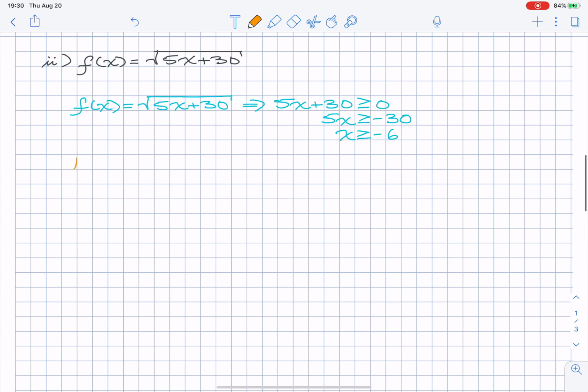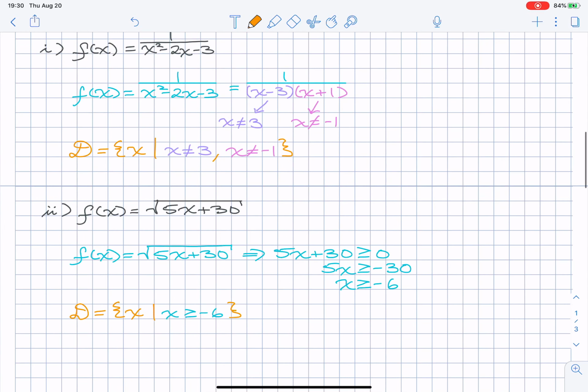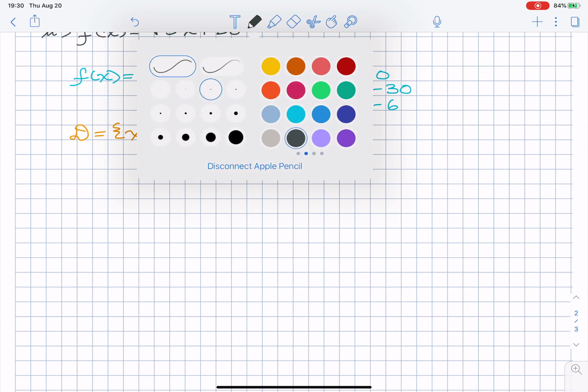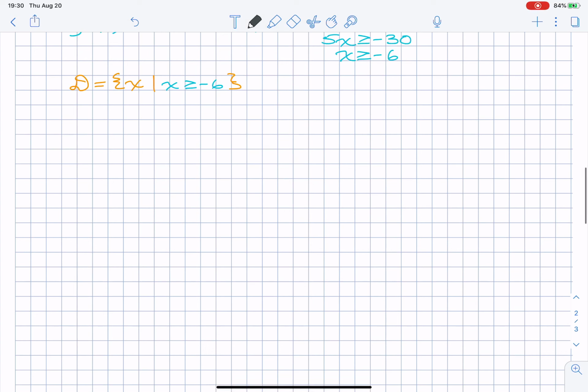So the domain of this function is going to be the set of all values of x, given that x is greater than or equal to negative 6. There we are. That is the domain in set notation. Let's do another one for good measure. Number 3, third time's a charm. So we have that f of x is equal to the quotient. In the numerator, we have x plus 2, and in the denominator, we have x squared minus 9x minus 22.